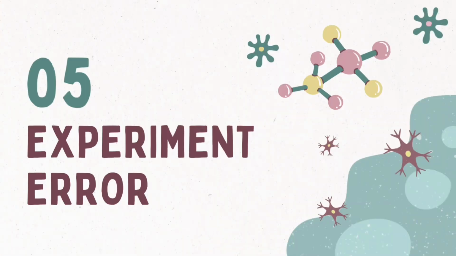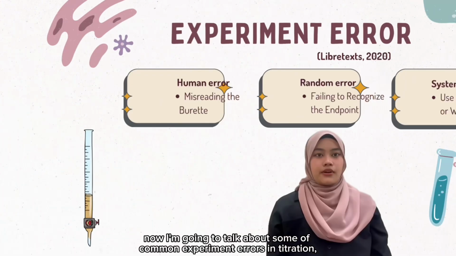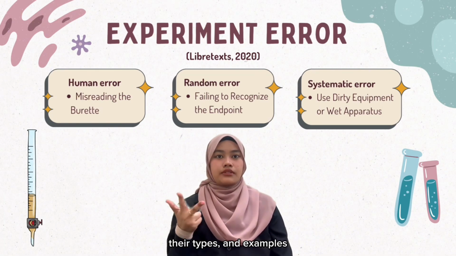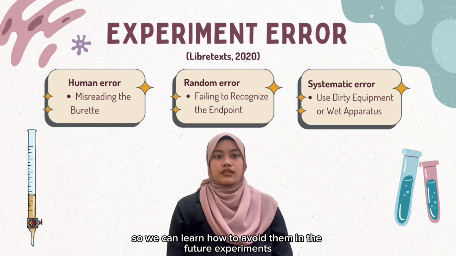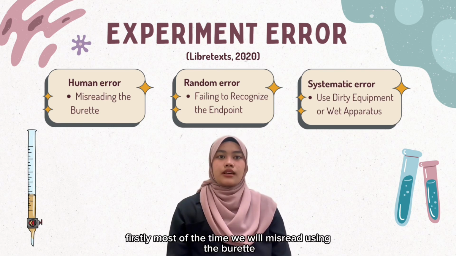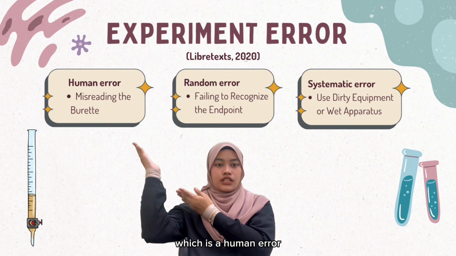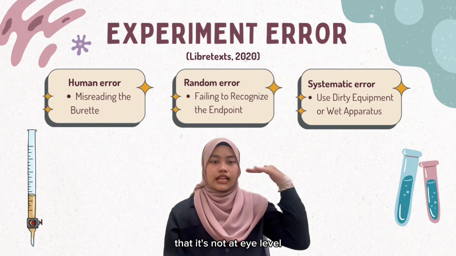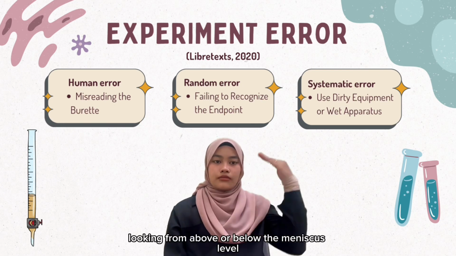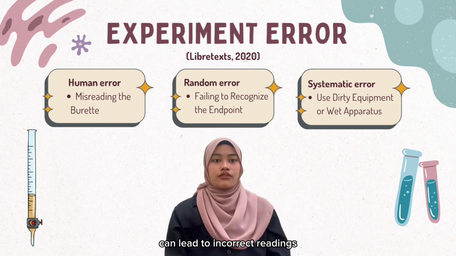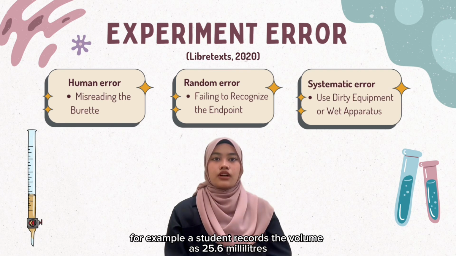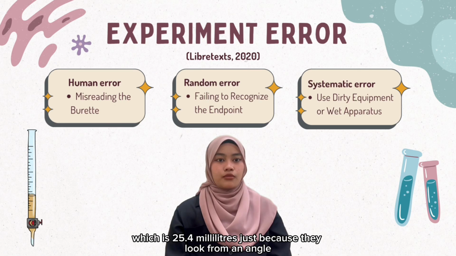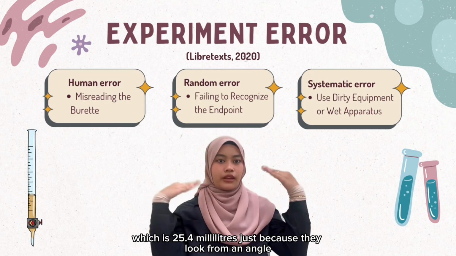Here, we are going to talk about some of the experiment errors. Now, I'm going to talk about some common experiment errors in titration, their types, and examples so we can learn how to avoid them in future experiments. Firstly, most of the time, we will misread the burette, which is a human error. This happens when the burette reading is taken from the wrong angle, that is not at eye level. Looking from above or below the meniscus level can lead to incorrect readings. For example, a student records the volume as 25.6 ml instead of the correct volume, which is 25.4 ml, just because they look from an angle.